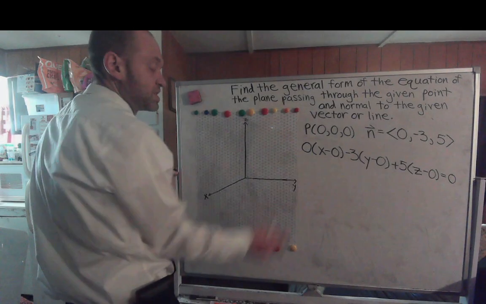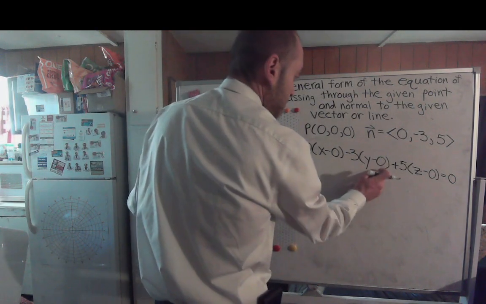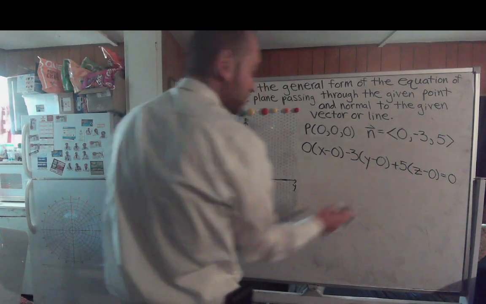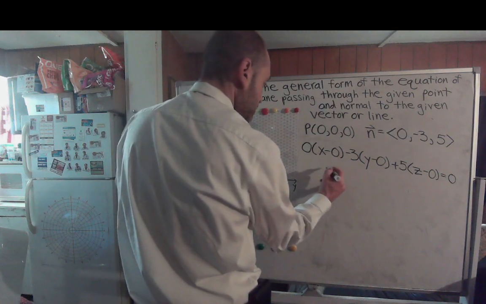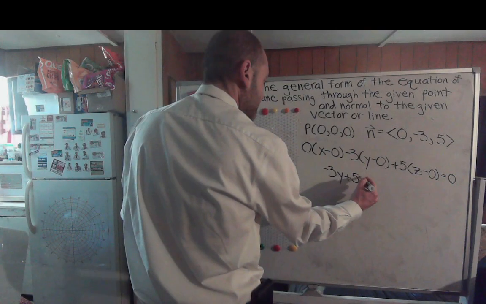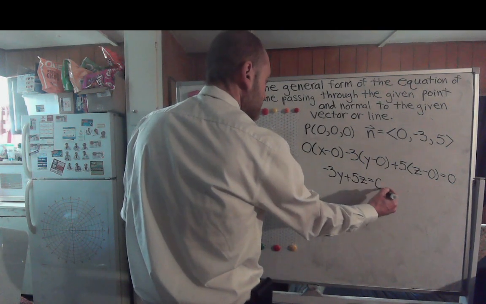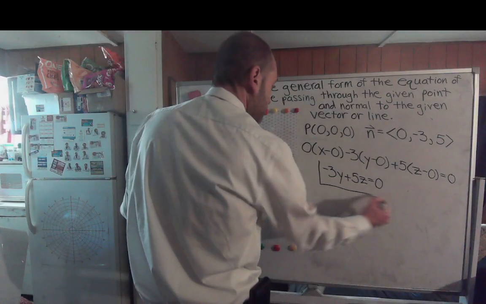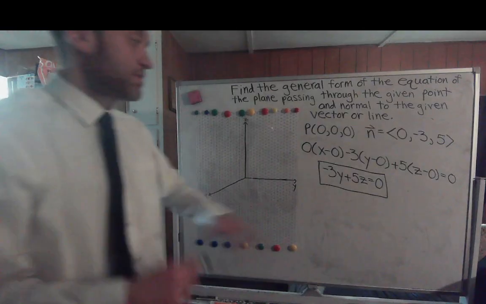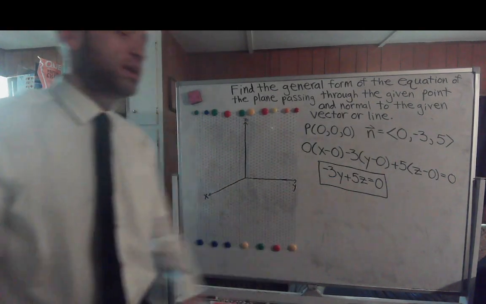First term goes to 0. The minus zeros inside the quantities would just leave the variables. So you do your distributing, you would just get -3y plus 5z equals 0. That would be the equation of this plane in standard form. You would get -3y plus 5z equals 0.